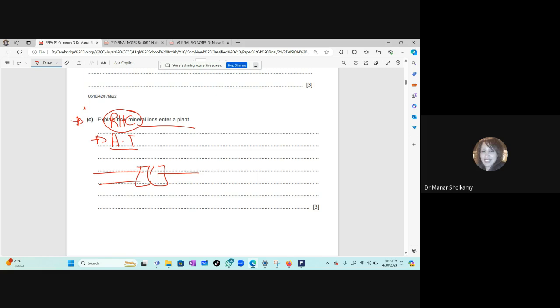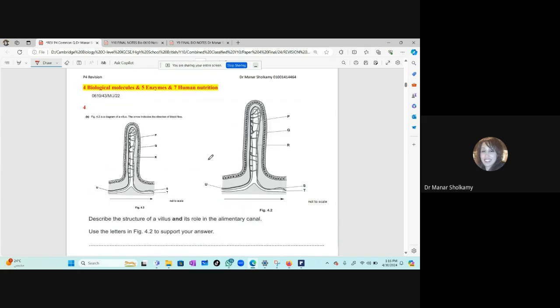Carrier proteins. Okay, and by the way, all these questions came from paper 4, and all this is core. We studied this in the core, so please don't ignore the year 9 notes.